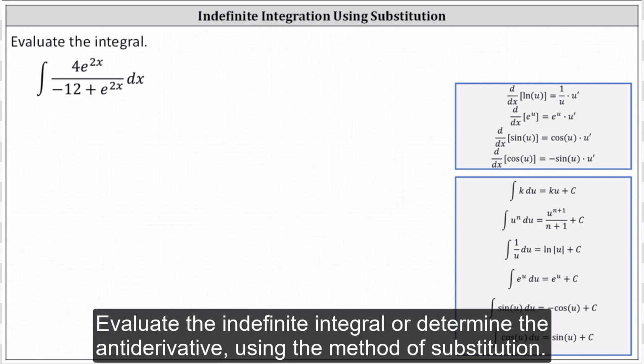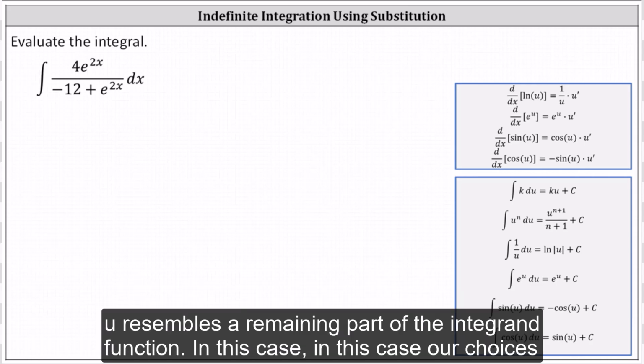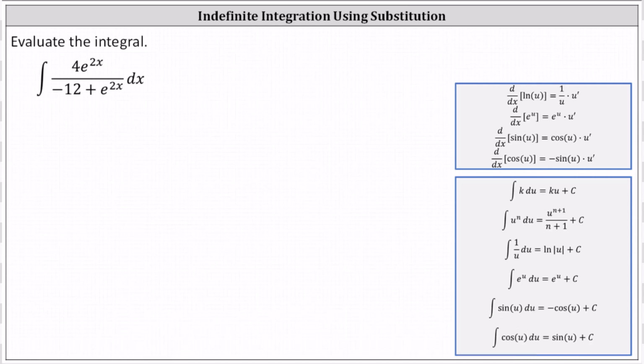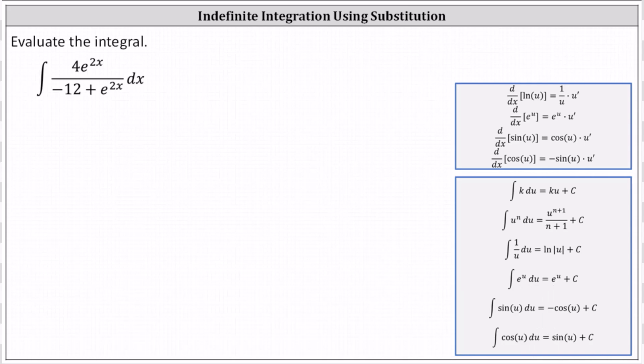Evaluate the indefinite integral, or determine the antiderivative, using the method of substitution. To use the method of substitution, we let part of the integrand function be equal to u, such that the derivative of u resembles the remaining part of the integrand function. In this case, our choices are to let u equal the numerator or u equal the denominator, both of which contain e to the power of 2x.